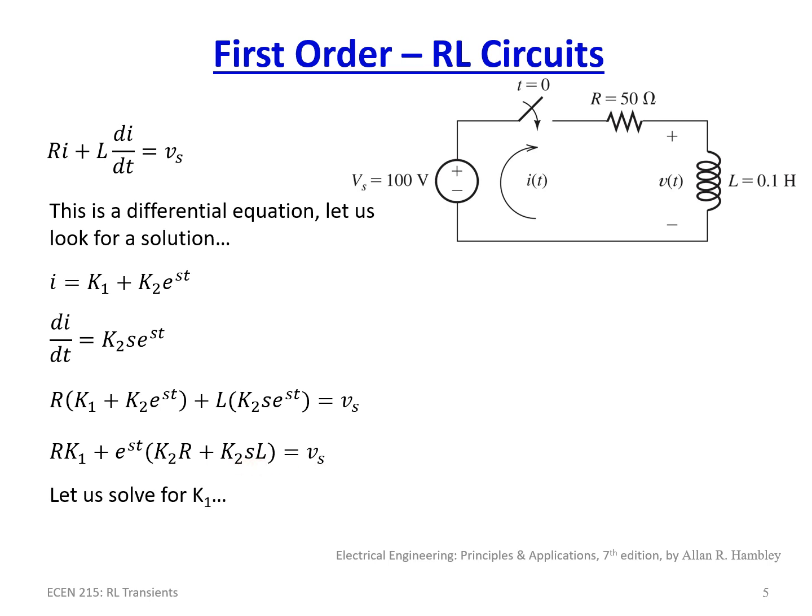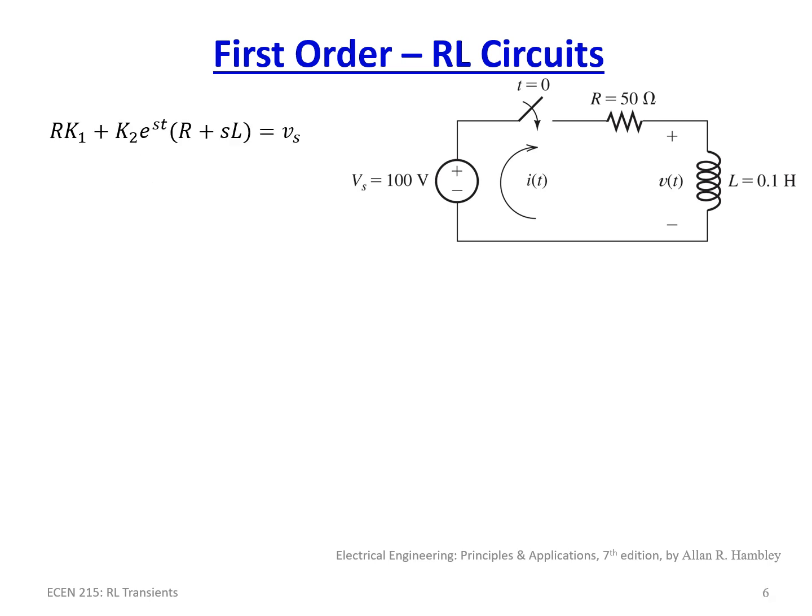So we're going to solve for K1 first. We're just going to assume for the moment, because the constants can be anything, that if K2 happens to be 0, that would completely get rid of this term, and we end up with R K1 is equal to Vs. So K1 is equal to Vs over R. That's our constant K1. We put that aside for a moment.